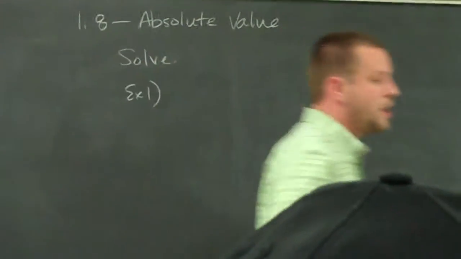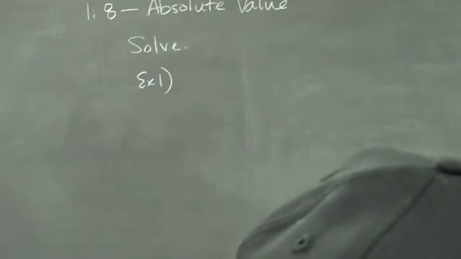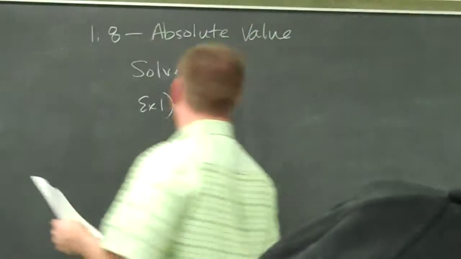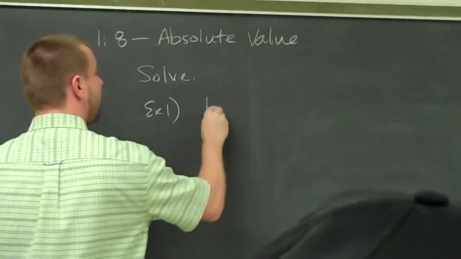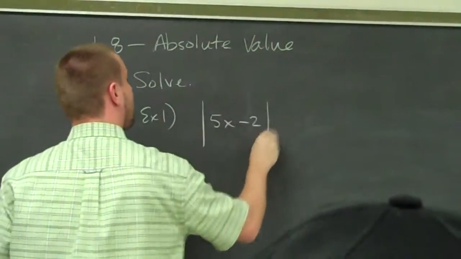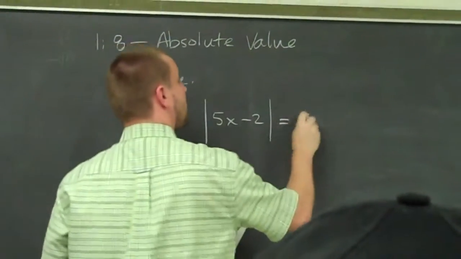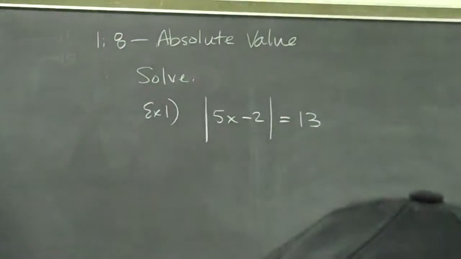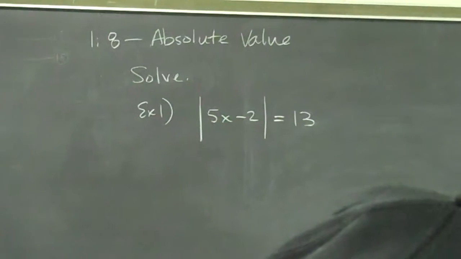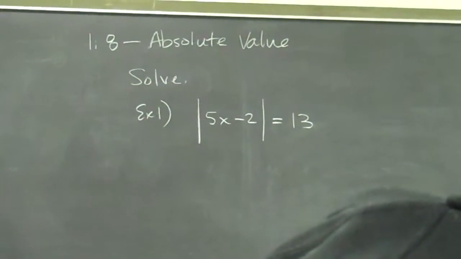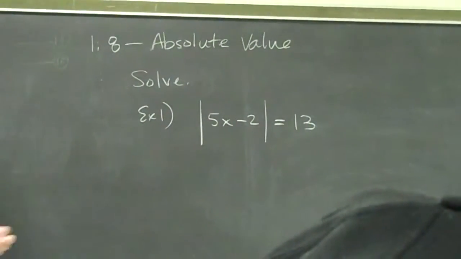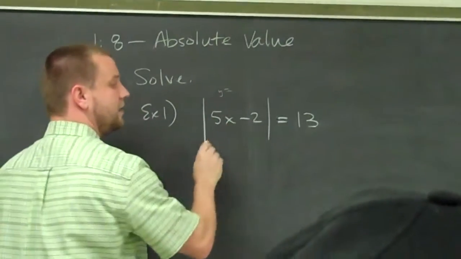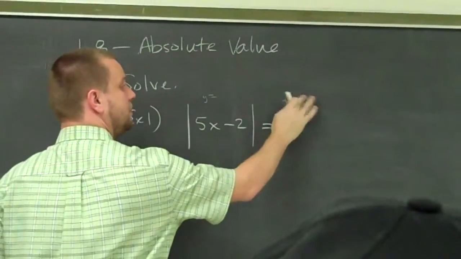Example one. Let me see, do I have a good one? Yeah, this one works great. If I want to solve the absolute value of 5x minus 2 equals 13, a graphical interpretation of that problem would be if I said y equals that and y equals that.